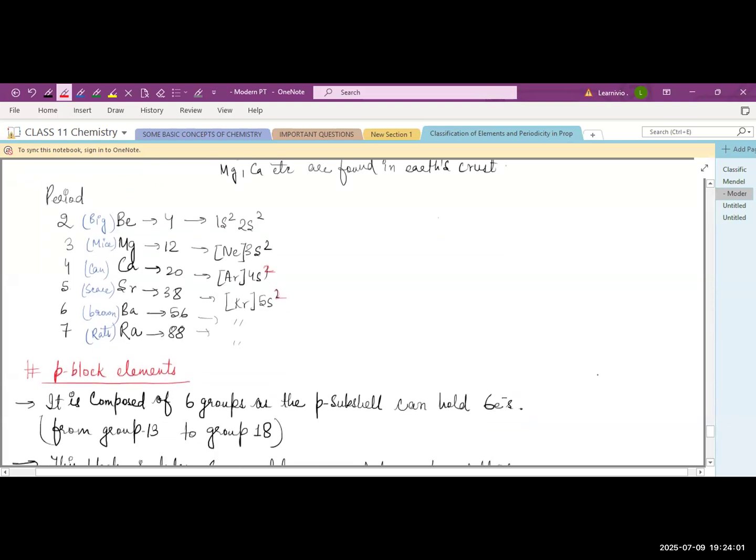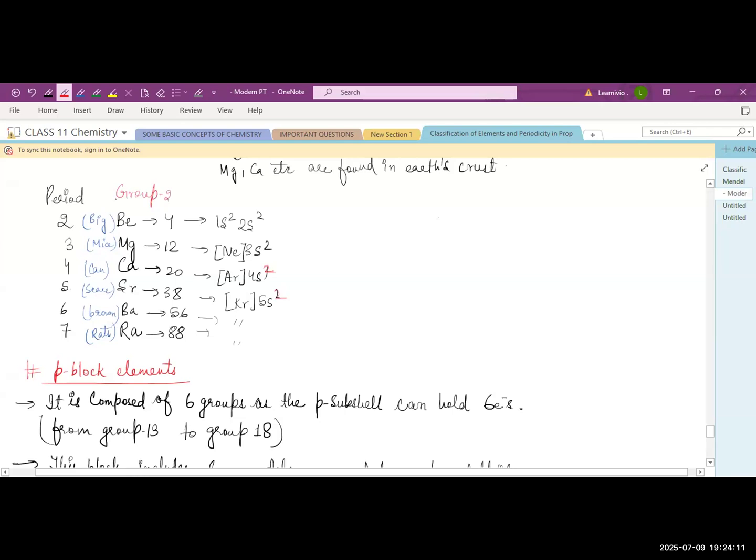See, it starts with period number two. This group number two, alkaline earth metals, again they are metals, right? They are less reactive than the first group alkali metals. These are also reactive, but less reactive than alkali. So beryllium belongs to the second period, magnesium third, calcium, then strontium, barium, and then radium.